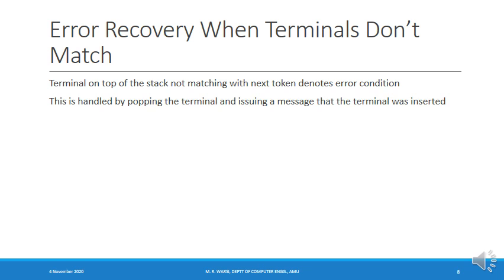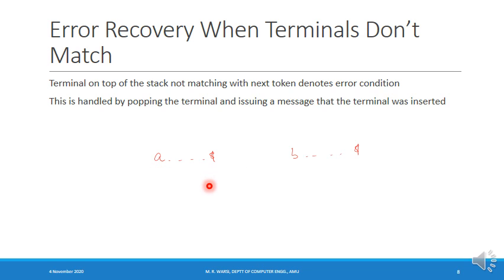The second condition which give rise to error during parsing is when I have terminal symbol on top of the stack and this terminal symbol is not matching with the next input symbol which is there in the input buffer. So this is also denoting the error condition. In order to handle such error, what I'll do is that I will pop the terminal symbol from the stack and I will issue a message to the user that terminal symbol, for example, small a was inserted.